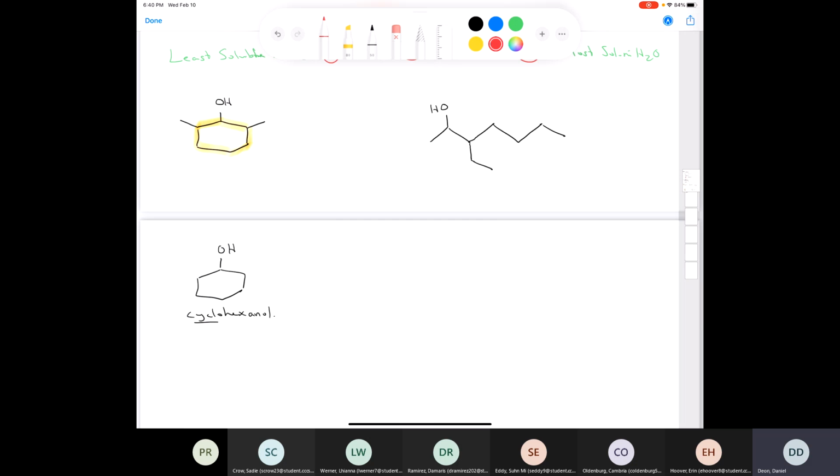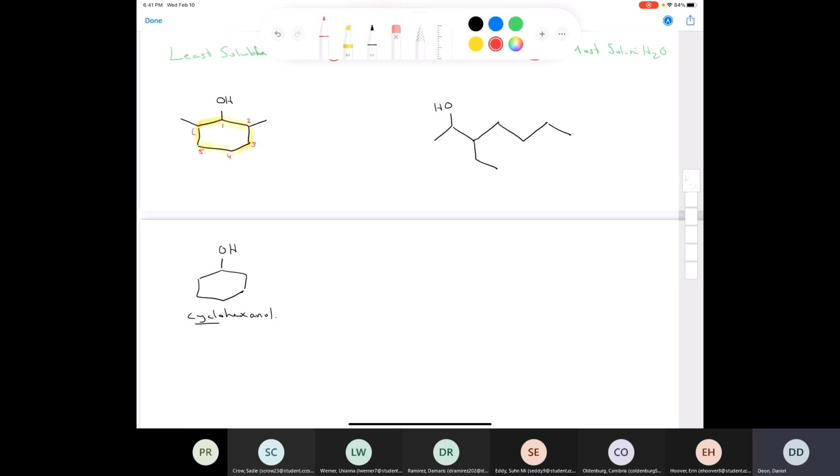I'm going to number it, giving the carbon with the hydroxyl number 1, and then it would go 2, 3, 4, 5, 6. And so this would be 2,6-dimethylcyclohexanol, like that.